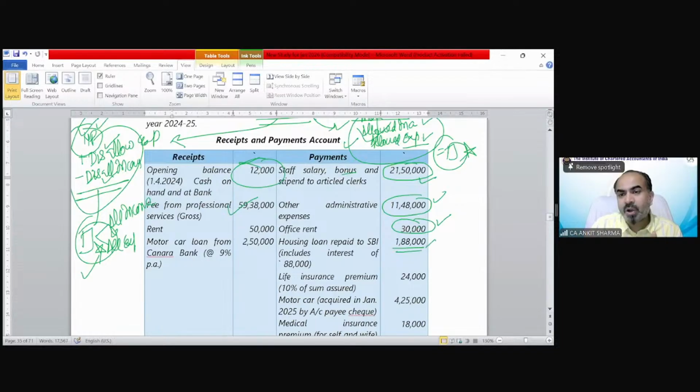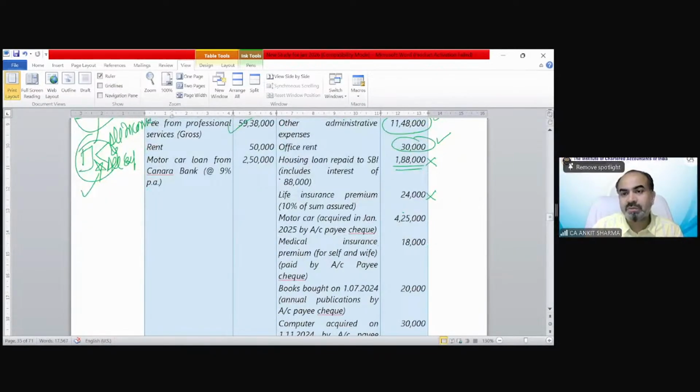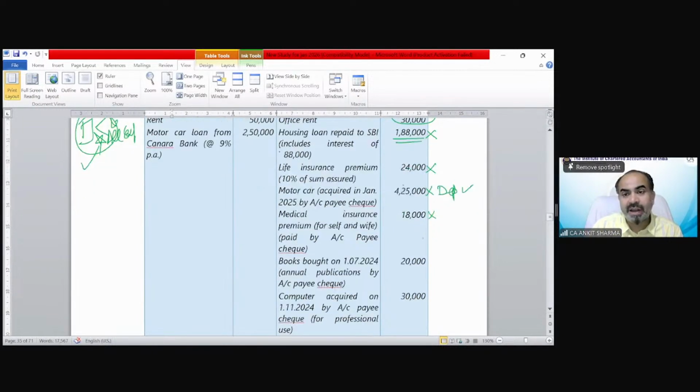Housing loan repaid? No, that would be for deduction under 80C. Life insurance premium, 80C. Motor car acquired. So this would not be considered, but the depreciation of this needs to be taken. Medical insurance premium, deduction under 80D. We will not take it under PGBP. Books bought on 1st July. So books are a kind of plant and machinery in the case of a professional business. So it is not going to be part of my PGBP, but depreciation we need to take.